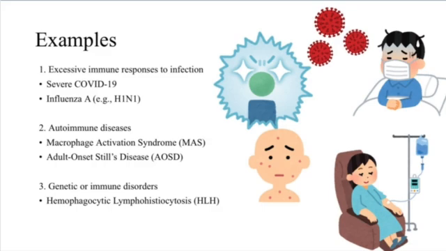Second, autoimmune diseases. Macrophage activation syndrome and adult-onset Still's disease occur. Third, genetic or immune disorders. Hemophagocytic lymphohistiocytosis occurs.